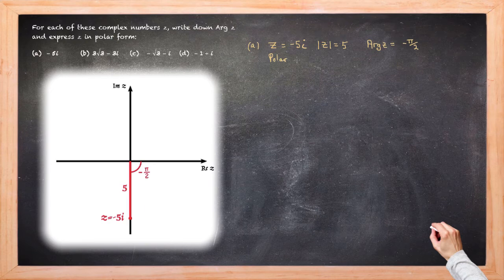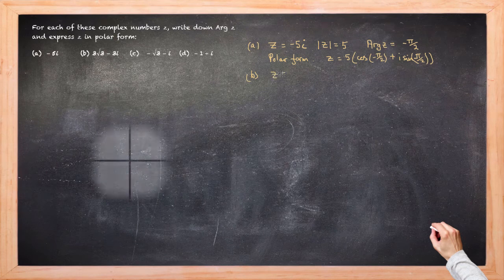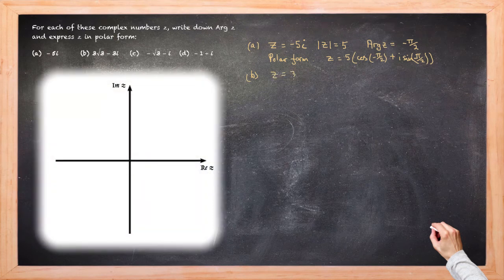So written in polar form, Z would be equal to, remember we start with the modulus of Z, that's 5 in this case, times the cos plus i sine, so it's the cosine of negative pi upon 2 plus i sine negative pi upon 2. And that's part A.